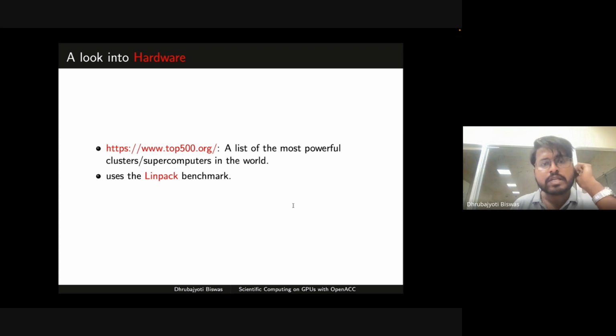Okay. So the LINPACK benchmark uses linear algebra tasks like solving equations and things like that. The same set of tasks each and every computer has to perform, and they have to report their performance. And that performance is used to make this list. It is called the LINPACK benchmark.